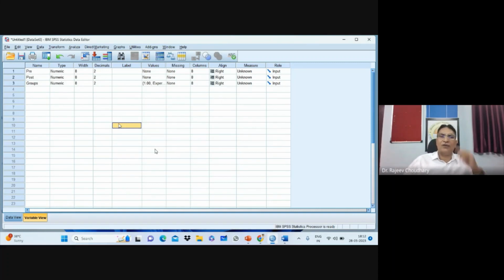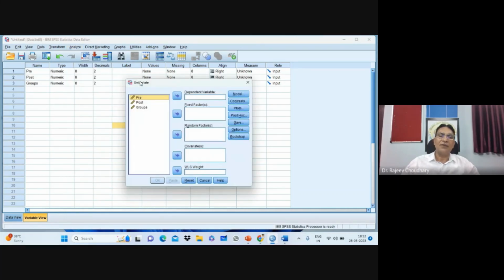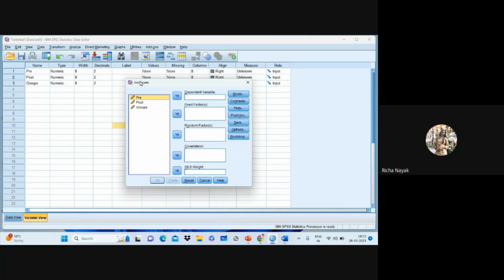Now we have to analyze. Go to analyze, go to general linear model, go to univariate. Madam, we have discussed the elimination of negative effect. Which type of negative effect were we discussing? The effect due to the difference between the pre of both. Is it okay? Yes, sir.